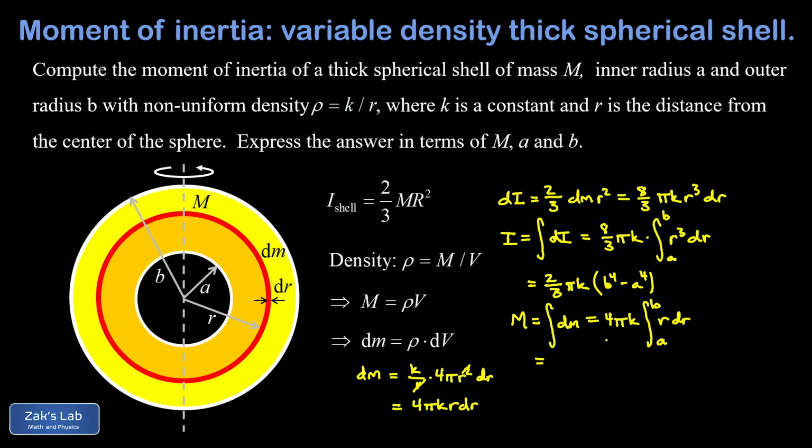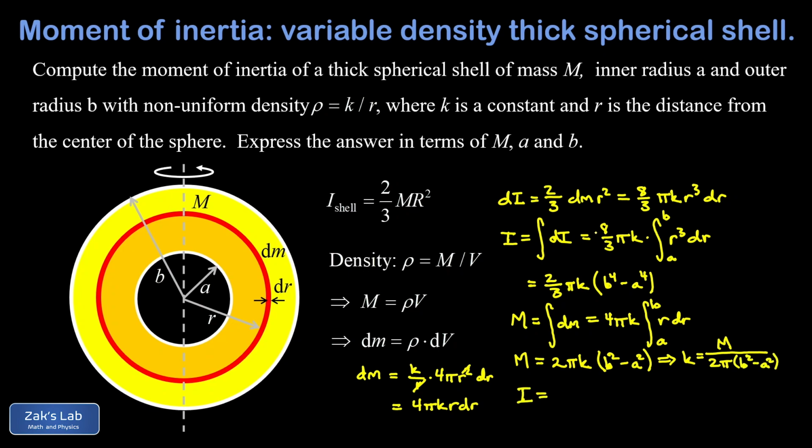Well, r just integrates to 1/2 r squared. I'm going to go ahead and cancel a 2 as I'm working here. So now my constants are 2 pi k. And then I have r squared evaluated from a to b, which is b squared minus a squared. And this allows us to solve for k in terms of the mass. So the left-hand side of this equation, that was big M, and I just solved for k now. And that's big M over 2 pi times b squared minus a squared.